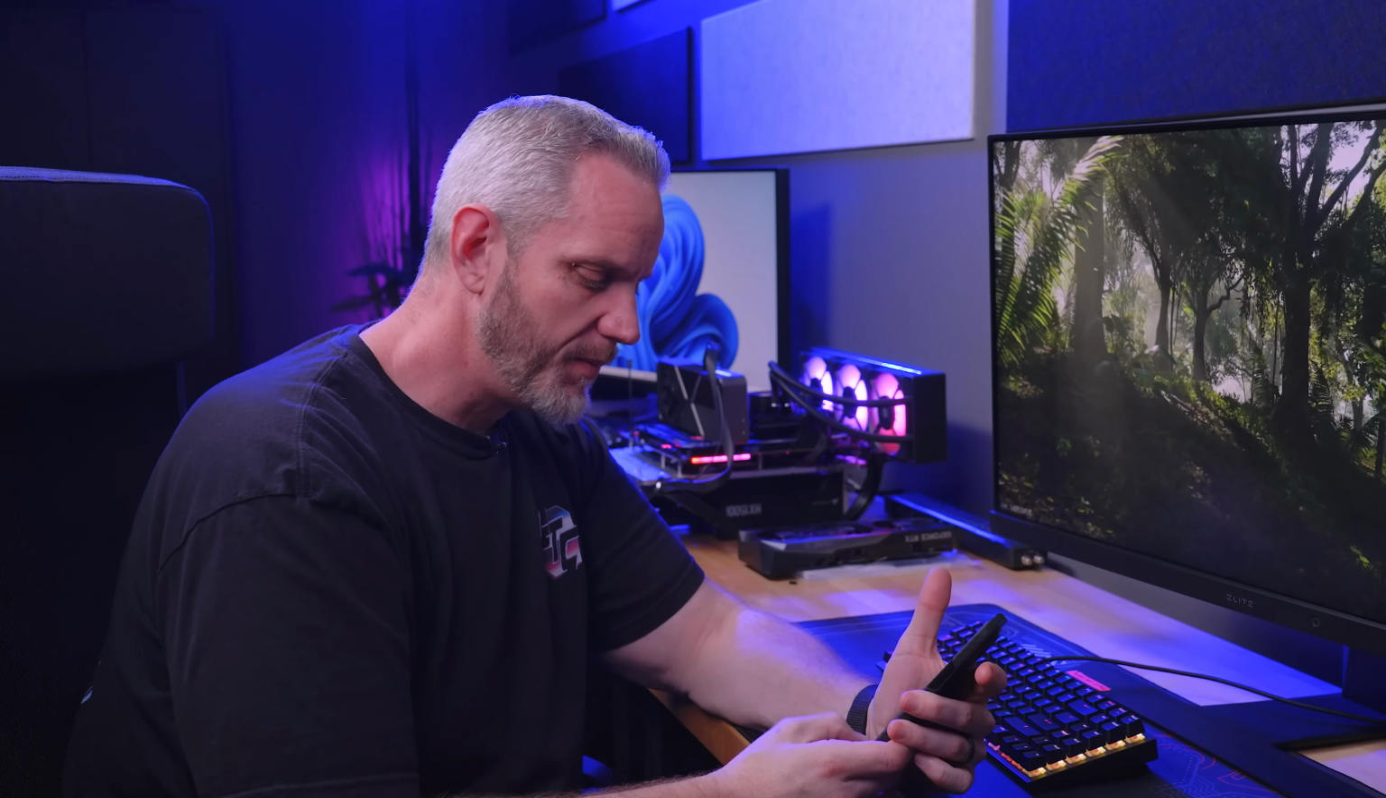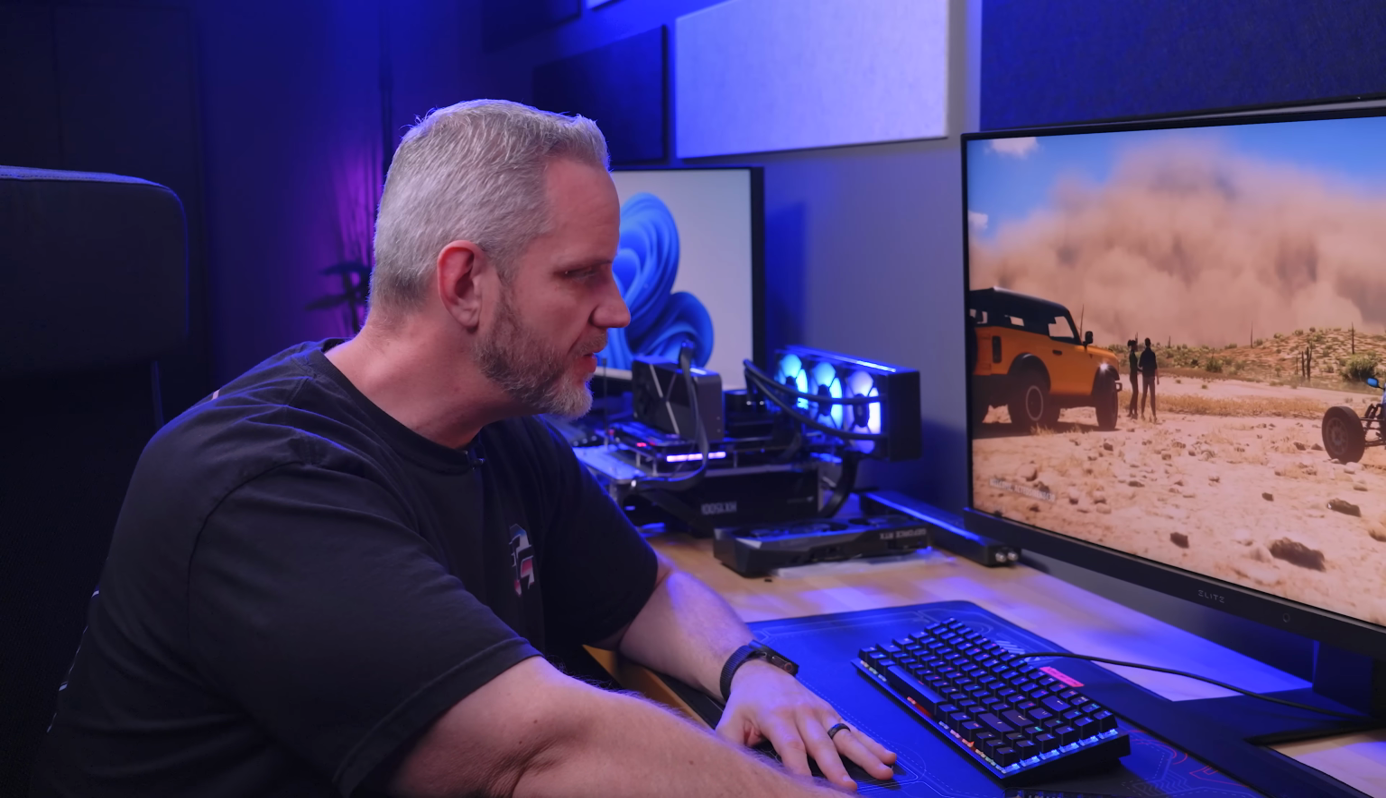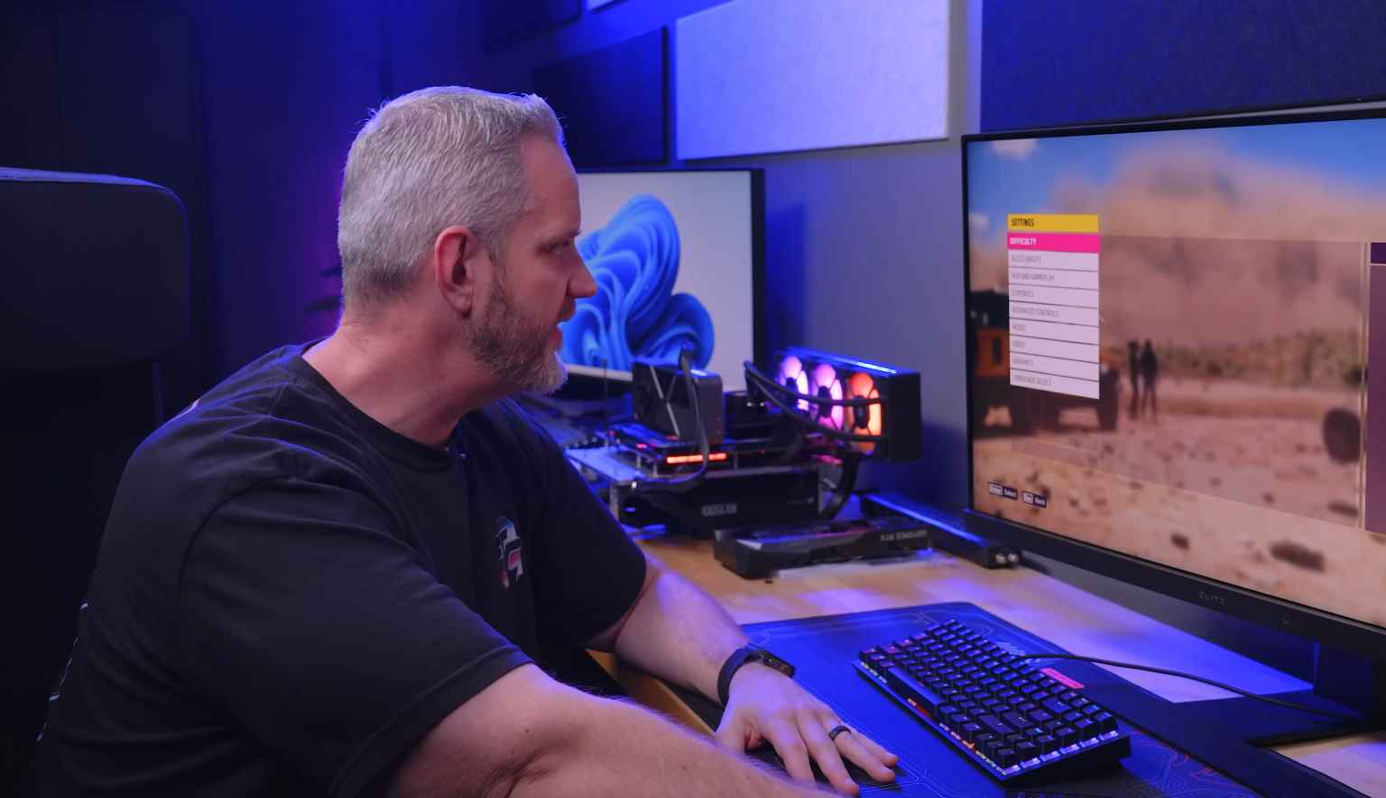So I chose Forza only because it tends to be able to go higher FPS, and I'm curious as to what our numbers were before. But we're running these tests back to back. Obviously, there's gonna be variance from run to run. So anyway, I need to go into the settings here.